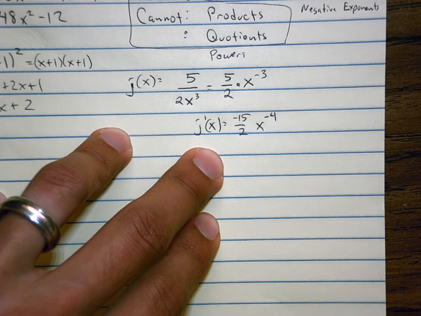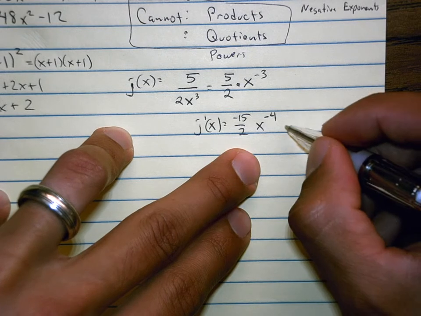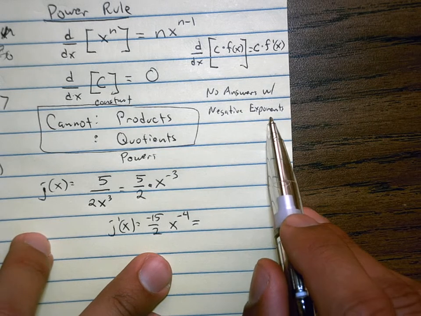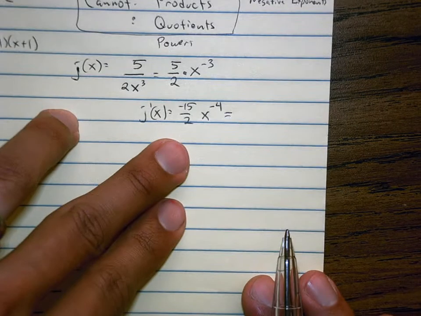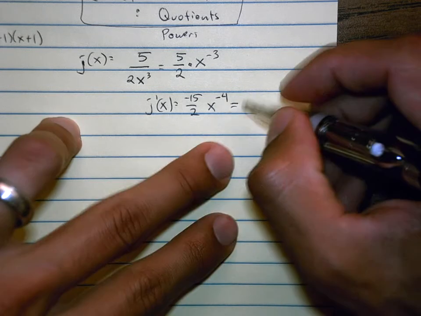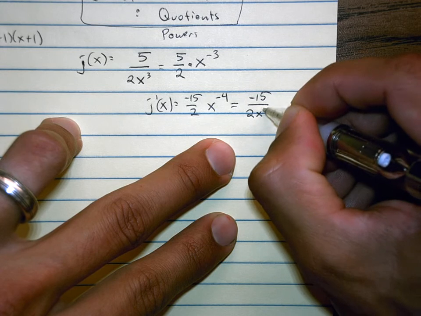Can I leave my answer like this? Nope. Is this my derivative? Yes, but it's not my final answer because Mr. Promo just told me no answers with negative exponents. We're not allowed to do that in calc. So we have to move this back down. So the derivative would be negative 15 over 2 x to the 4th.